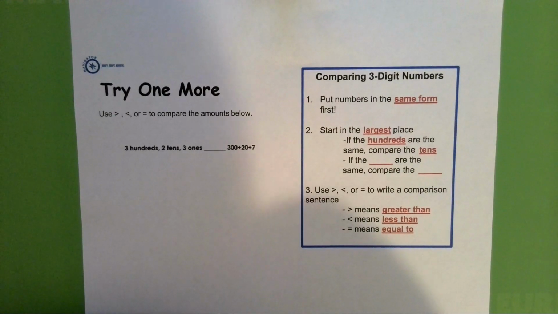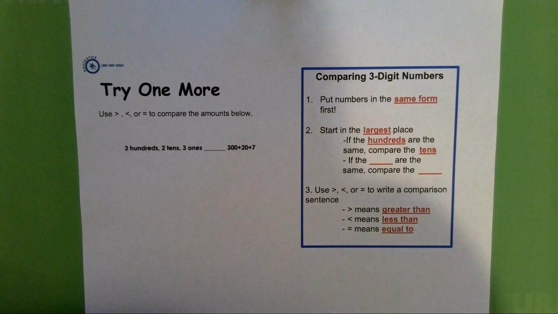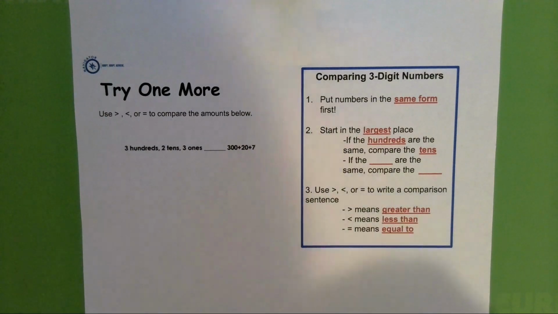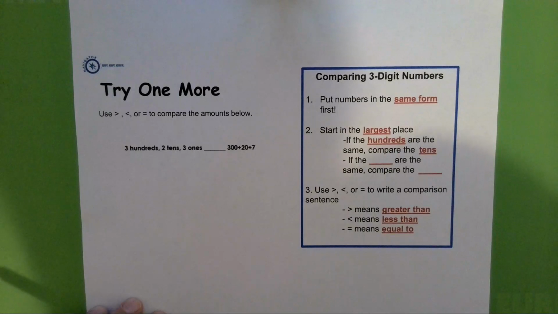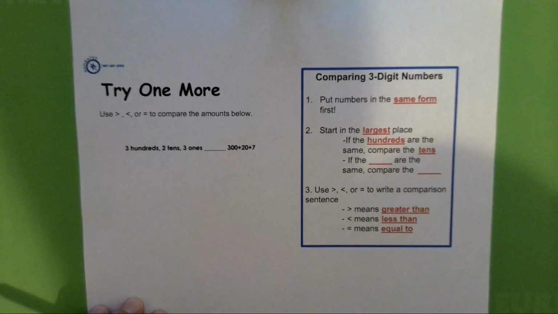Let's try one more. What do we need to do first to compare these two amounts? Say it out loud. I bet you said we need to put the numbers in the same form. And you're right. First, let's look at 3 hundreds, 2 tens, 3 ones. What should we write to put that amount in standard form, and how do you know? Say it out loud.